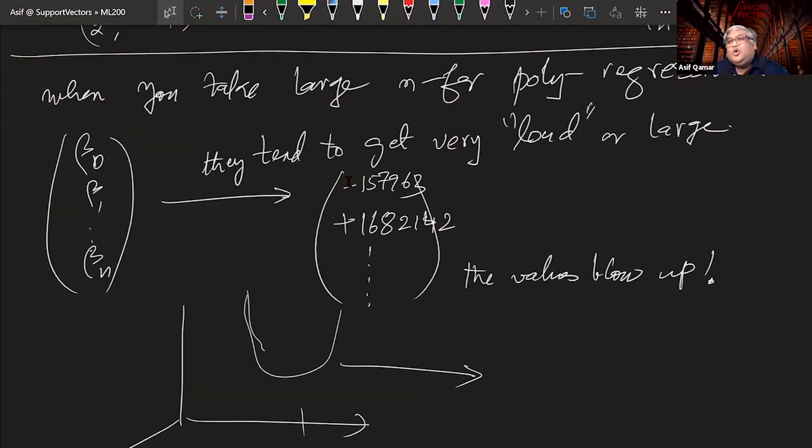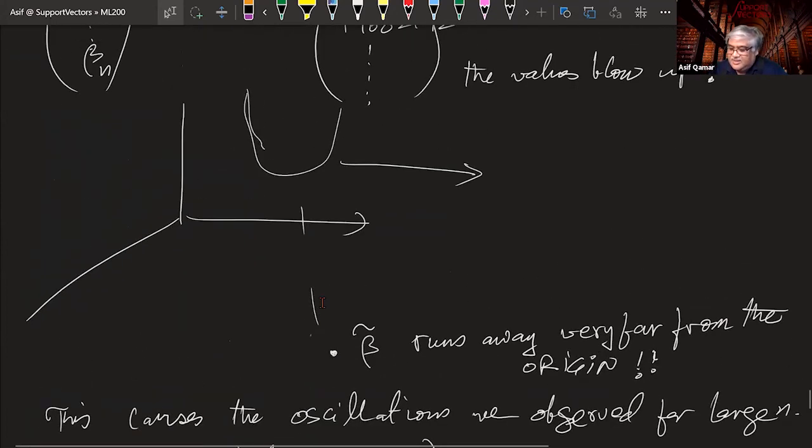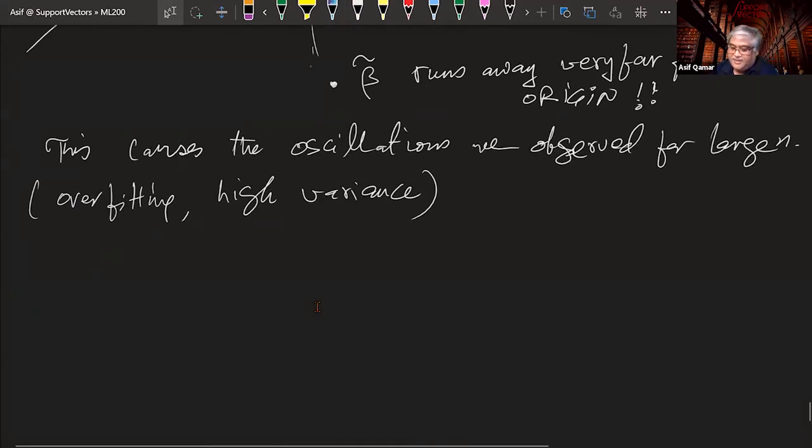So what do we do to cure it? You basically say that we are not going to take the absolute minima of this function. Let me draw it out again. So what do we do? How do we solve this?